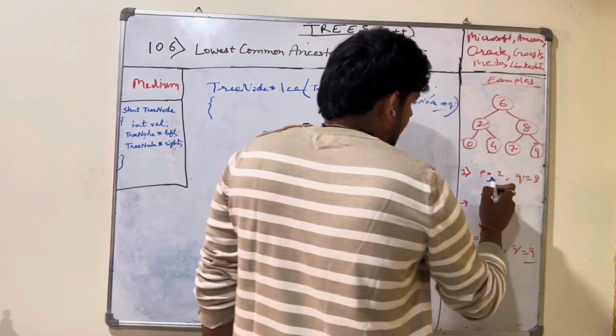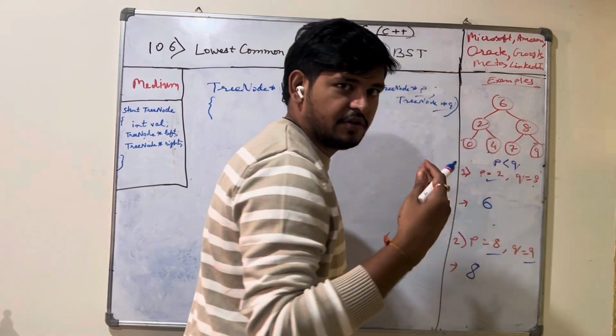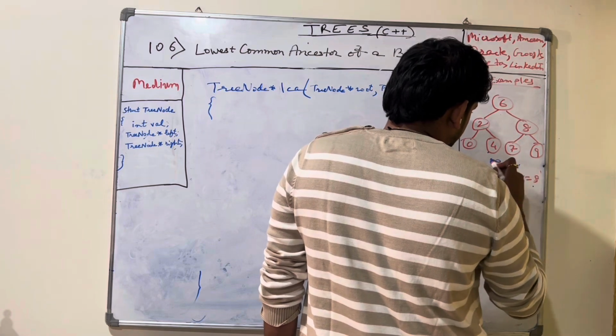Here P is 2, Q is 8, so we know that P is less than Q. What if P was 8 and Q equal to 2? So what we will do, we will make sure that P is always greater than Q.